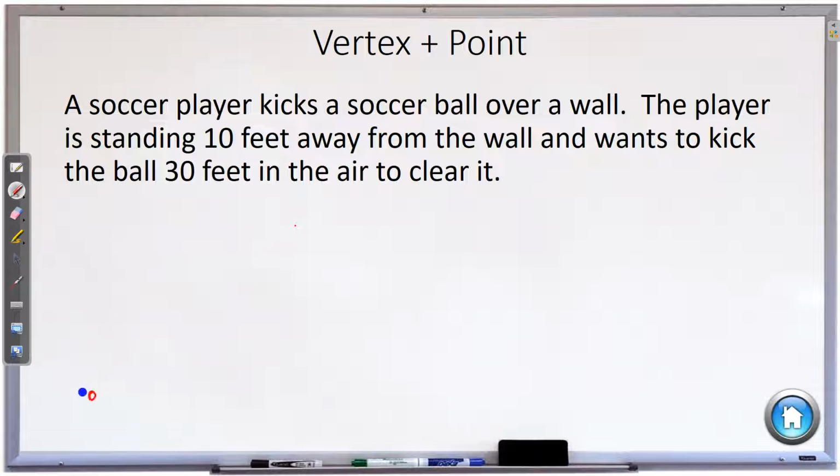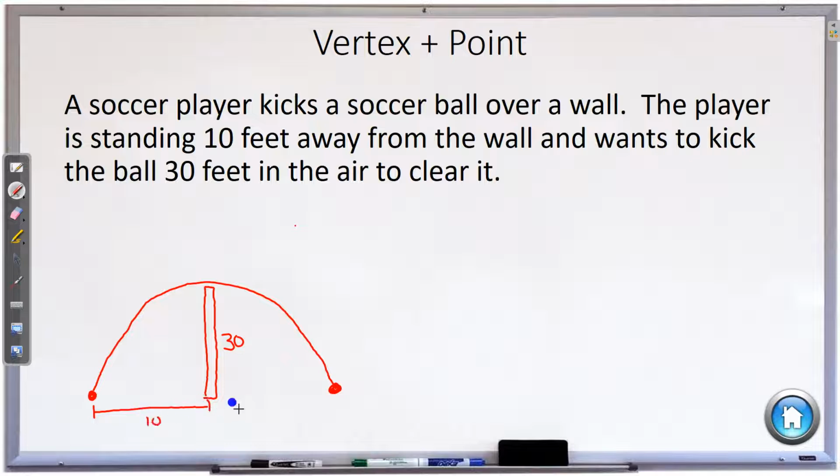So here the ball is starting, and we'll kick the ball up. Do the best I can for a parabola here, and here the ball lands. And the best way to do this is to have the wall be right in the middle at the highest point. So here is the highest point right there, and the wall is 30 feet, and we're standing 10 feet away. So this distance right here is 10 feet, and this distance right here, because a parabola is symmetrical, will also be 10 feet.